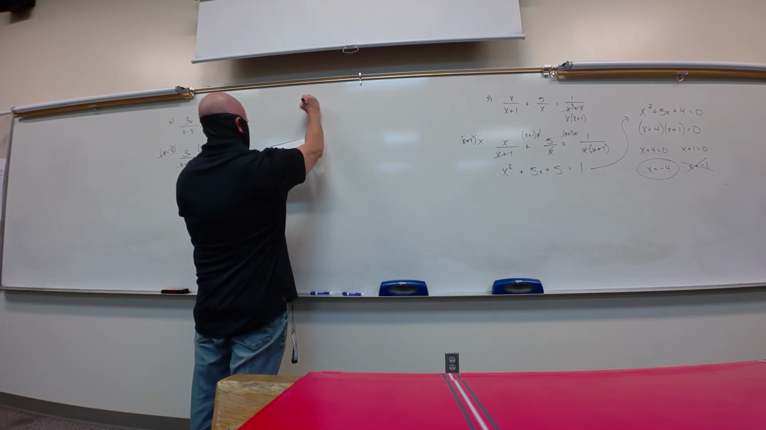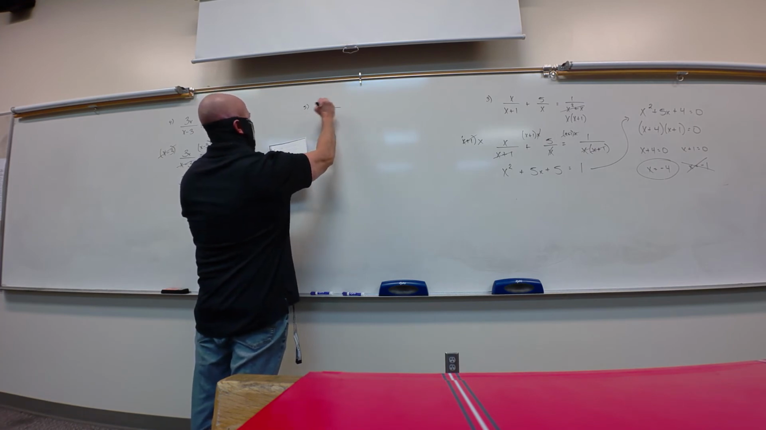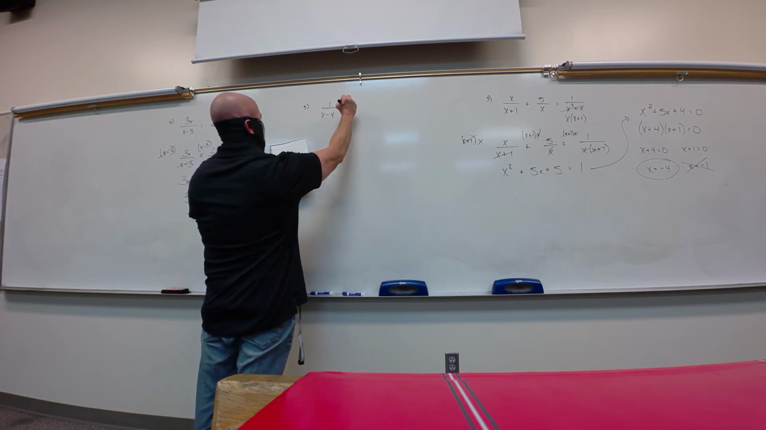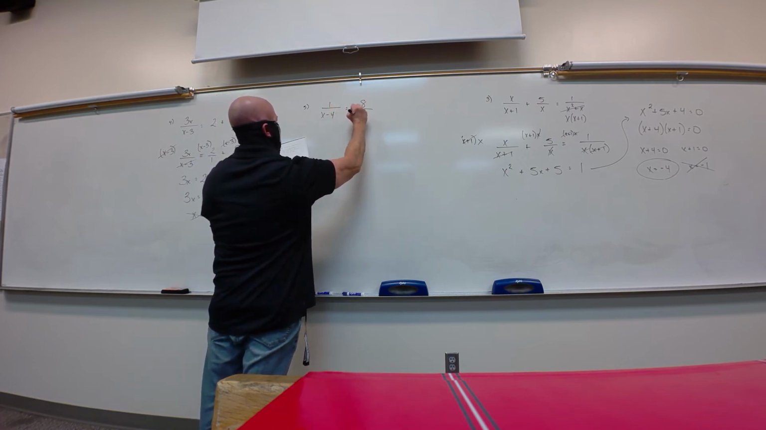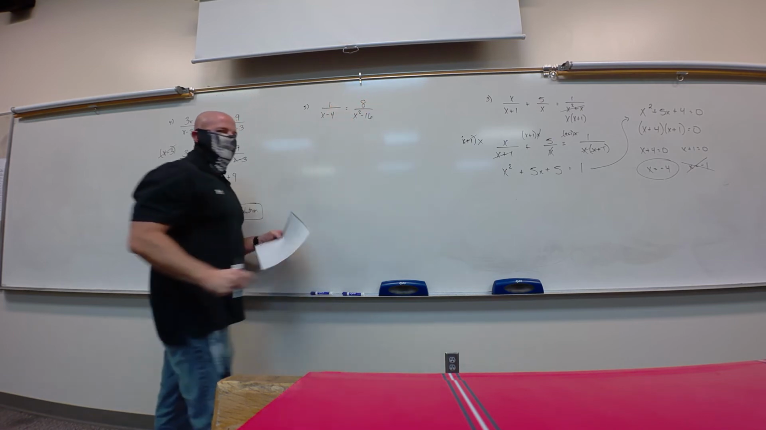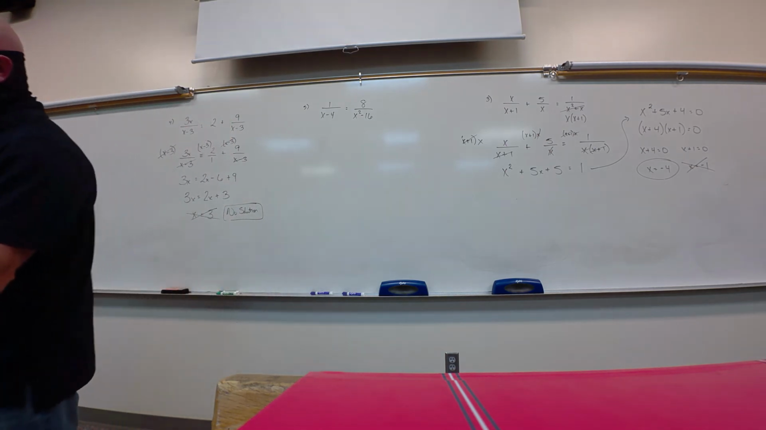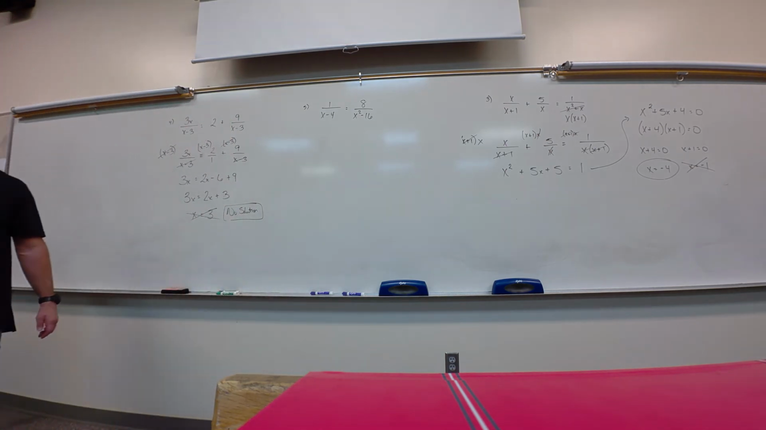Let's go with this. Let's go 1 over x minus 4 equals 8 over x squared minus 16. First thing we should do, factor that right side. x squared minus 16 factors to x plus 4, x minus 4.